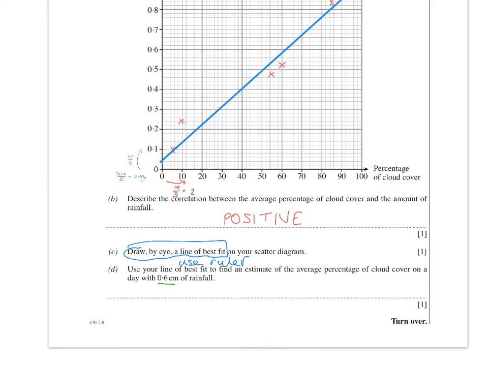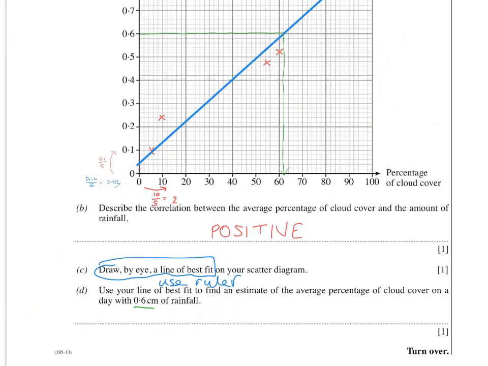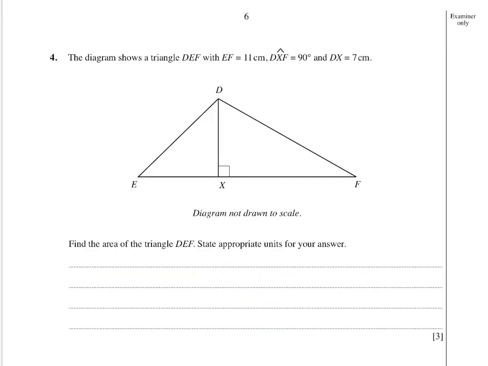Let me try and zoom in a little bit so I can make it a bit easier. Draw a line coming across here, again using your ruler, hits the line, comes down there, which is one little square on, so that would tell me that it is 62% cloud cover.